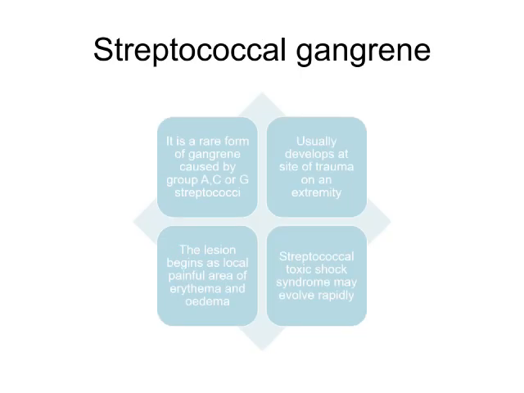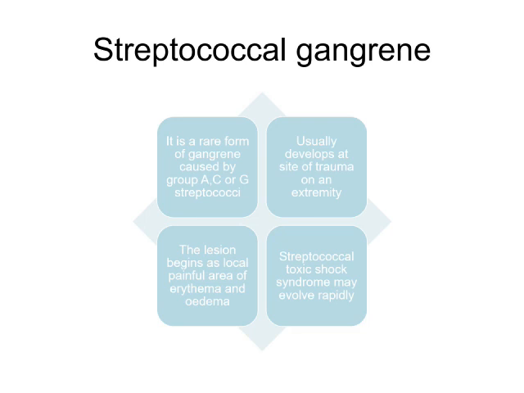Streptococcal gangrene is a rare form of gangrene caused by group A, C, or G streptococci. It usually develops at the site of trauma on an extremity. However, it may occur in the absence of any portal of entry. The lesion begins as a painful area of erythema, meaning an area of redness, and then it becomes a dermatitis.